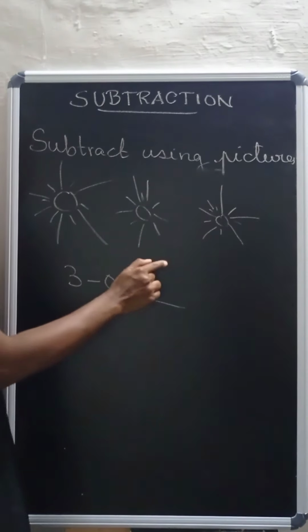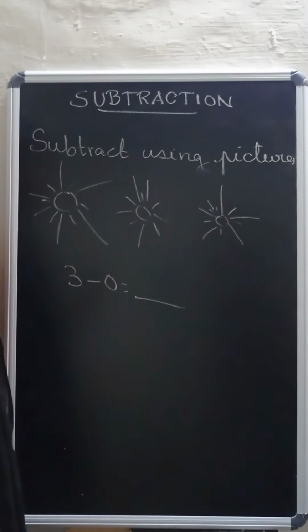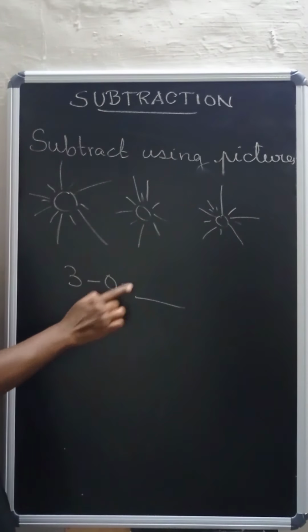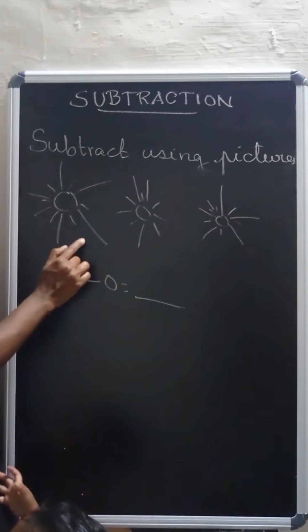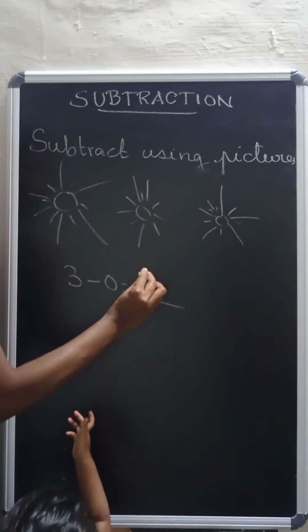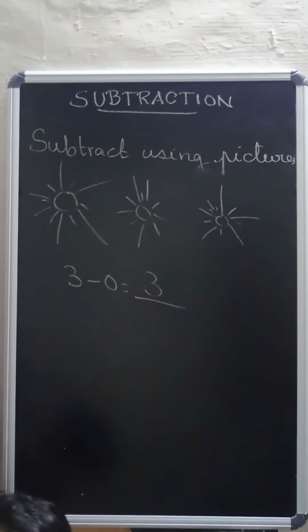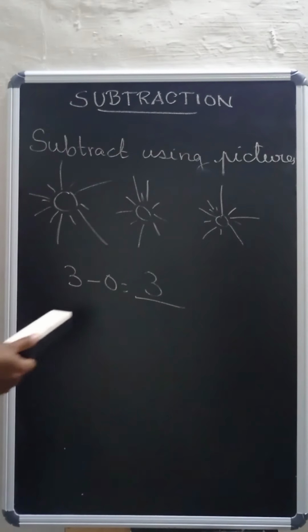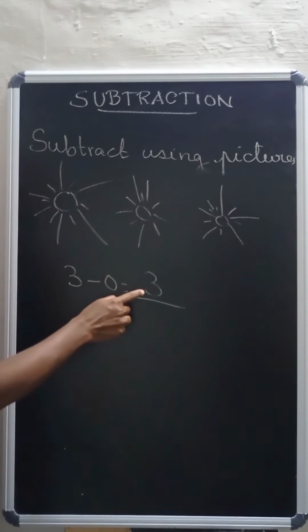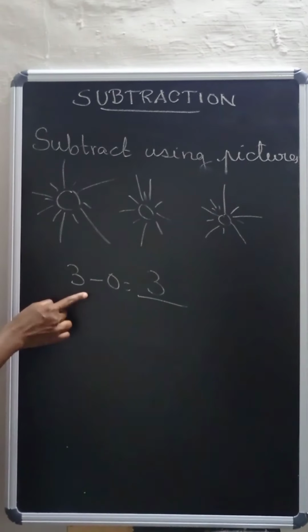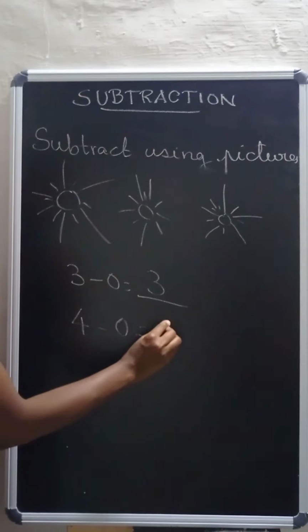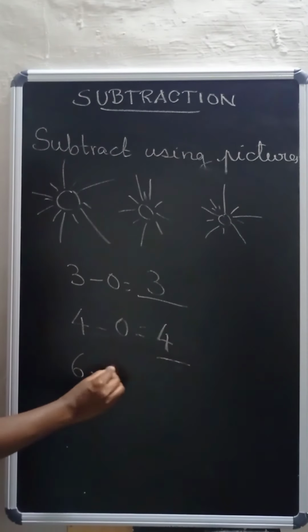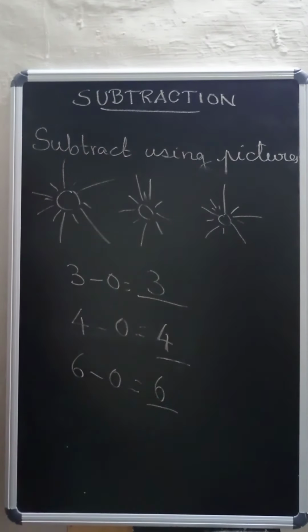There are 3 bulbs and none of the bulb is switched off. That is 3 minus 0. So we are not going to take off any. Then how many bulbs will be remaining? 1, 2, 3. So 3 minus 0 is 3. So any number, when you subtract that number with 0, you will get the same number as your answer. So 3 minus 0 is 3. 4 minus 0 is 4. 6 minus 0 is 6.